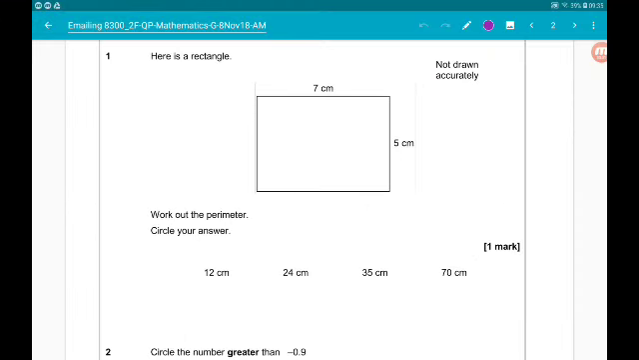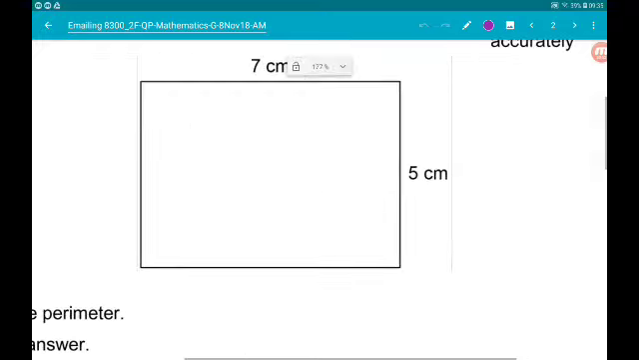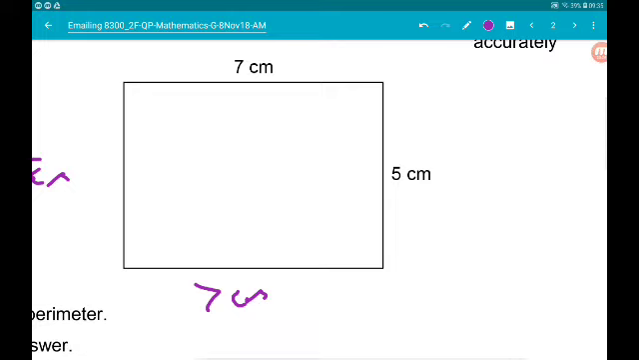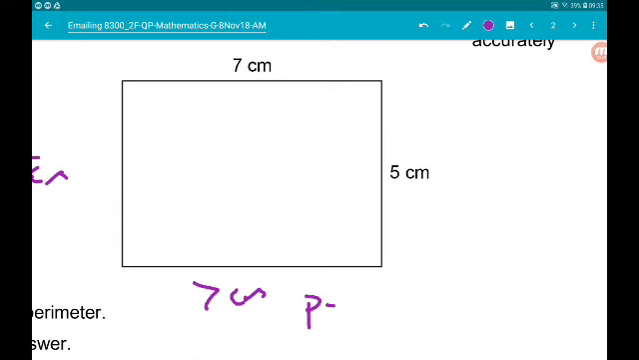Okay, question 1. Here is a rectangle. Work out the perimeter, circle your answer. So, perimeter is the distance around the outside. It's a rectangle, so opposite sides are the same length. So that's going to be 7 add 7 add 5 add 5, which is 14 add 10, which gives us 24 centimetres.